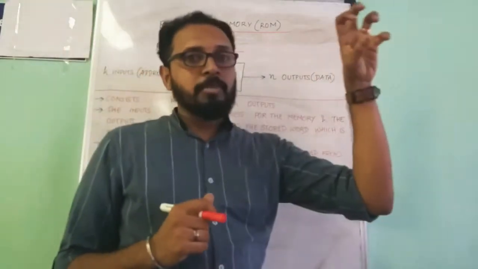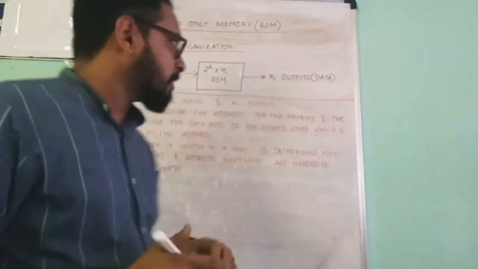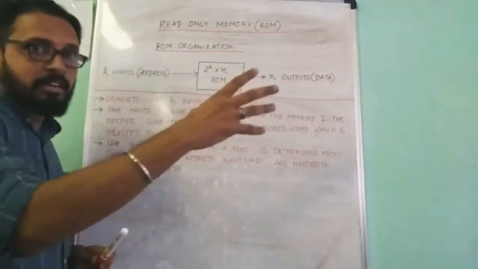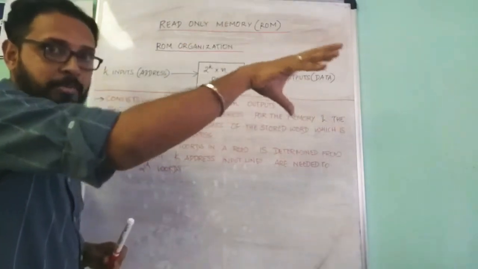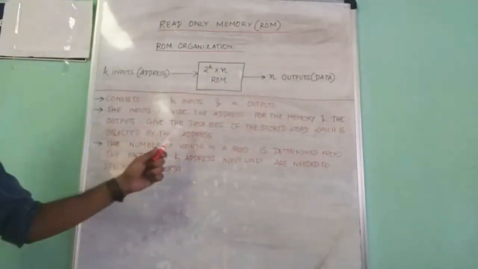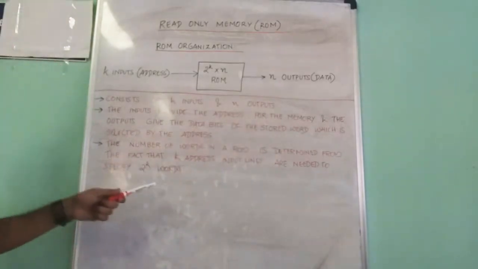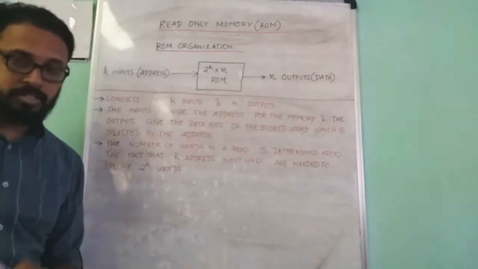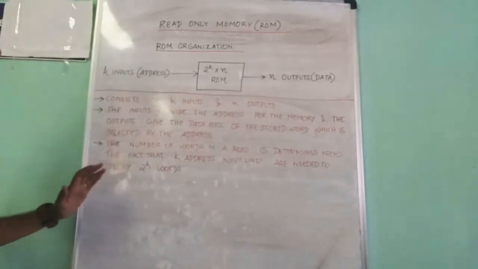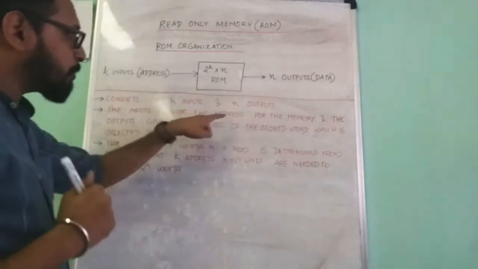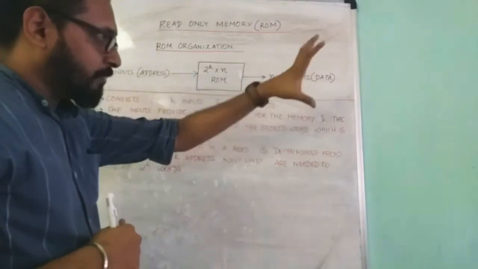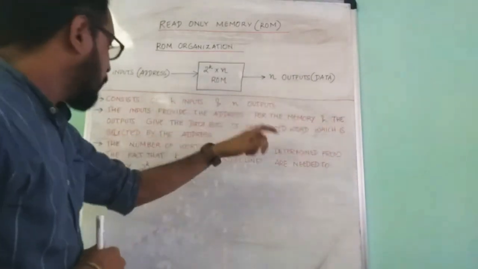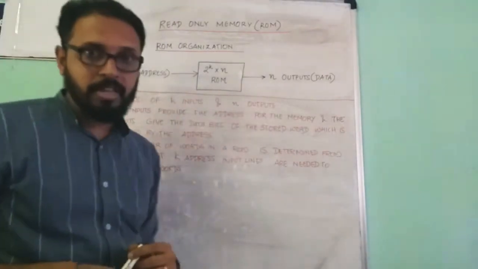By using this address, we get a location in the memory, and the outputs give the data bits of the stored word. The output will be the data stored in that location. The number of words in a ROM is determined from the fact that k address input lines are needed to specify 2 raised to k words. I think it's clear. To explain once again, the inputs provide the address for the memory, and the outputs give the data bits of the stored word selected by the address. Please go through.